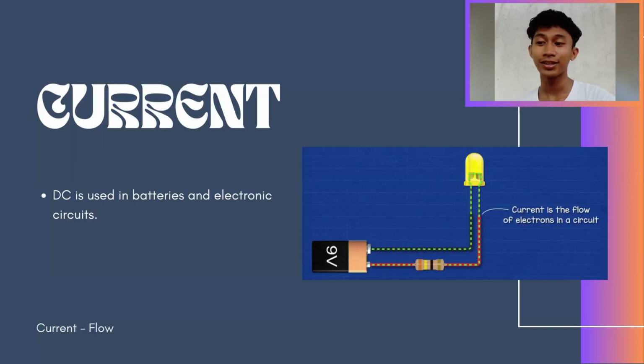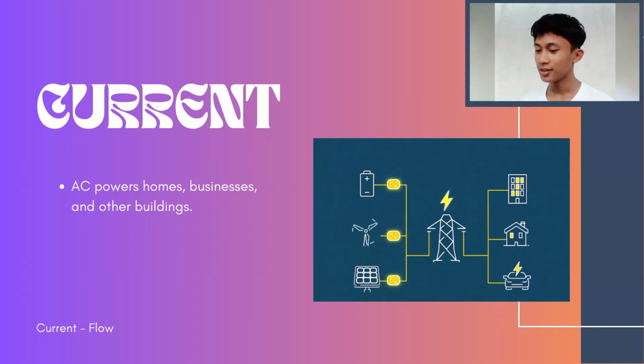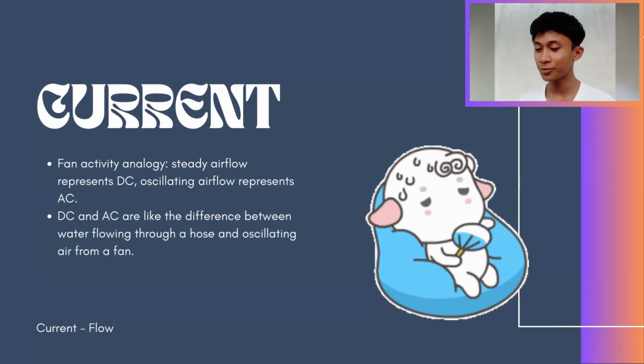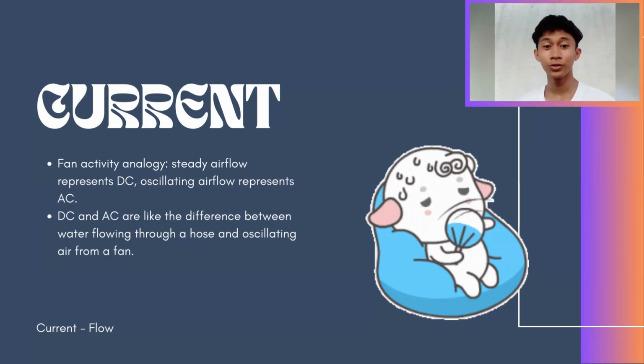Direct current is used in batteries and electronic circuits, and the AC or alternating current is used to power the house, businesses, and other buildings. This type of current flows in one direction only, like water flowing through a hose. It is often used in things like batteries and electronic circuits. So that's right. We have two types of currents, alternating and direct currents. Remember that direct current is one direction only, while the alternating current is like the swinging pendulum.